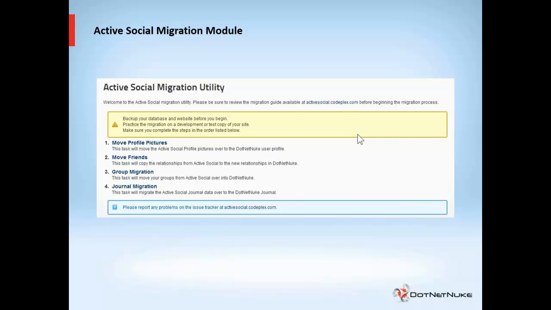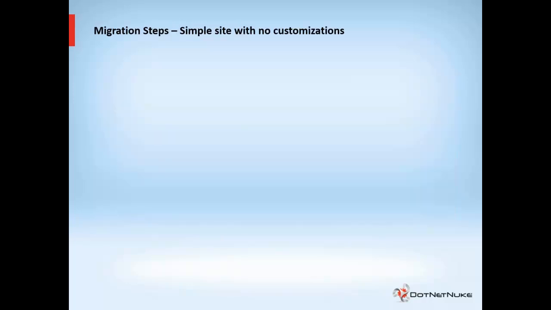So what I want to do is talk a little bit about the migration steps. Let's see, we've got a couple questions here. The question is, do the 6.2 social modules have to be installed before being able to run the migration tool? You have to upgrade to 6.2 before you run the migration tool. When you upgrade to 6.2, all the 6.2 social modules are automatically installed.